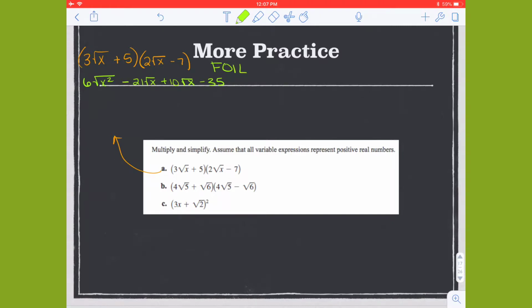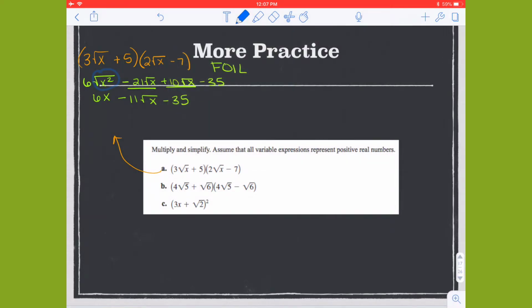I'm going to go ahead and simplify. Using my exponent properties here, I know that the square root and the square cancel each other out, so I am just left with 6x. These two terms can combine together, and I am left with negative 11 square root of x, and then minus 35. And there are no longer any like terms, so that would be my final answer.